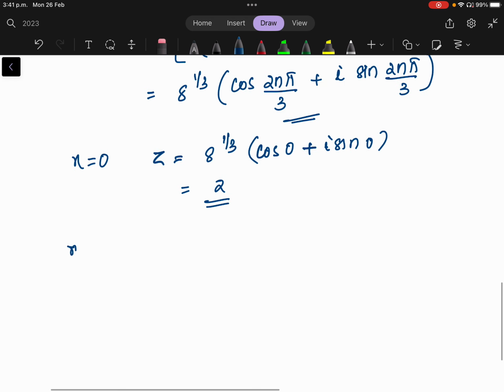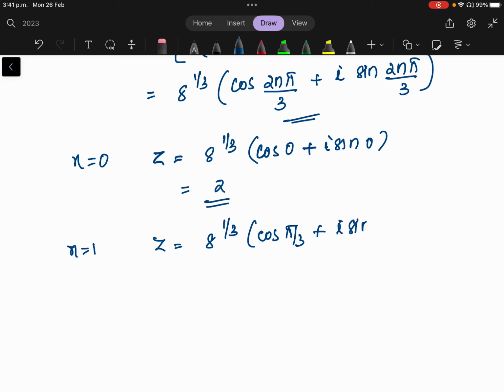Then the second one is n equal to 1, so z is equal to 8 to the power of 1 over 3 times cos 2 pi over 3 plus i sin 2 pi over 3. Then you put it in the calculator, and you will get the value 1 plus root 3 i.